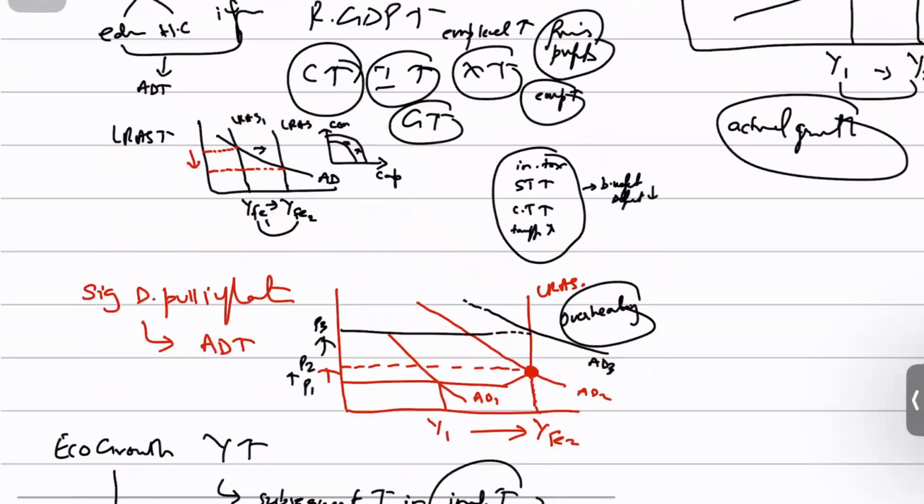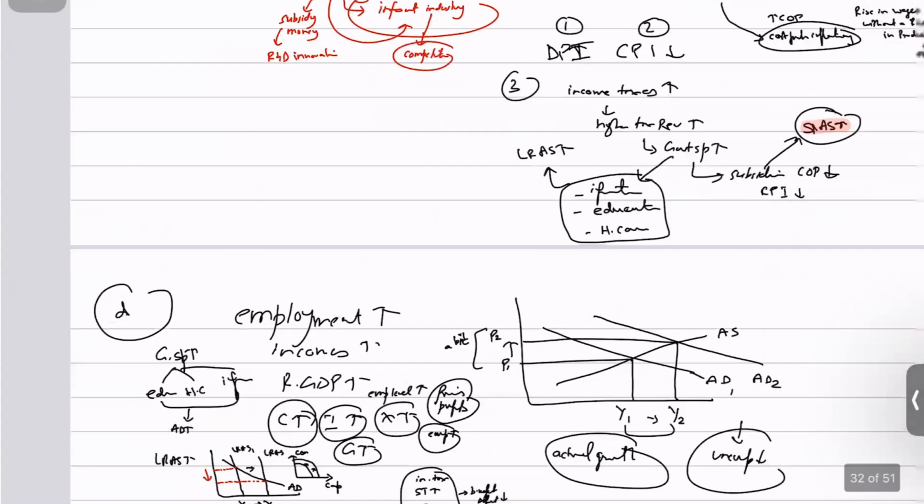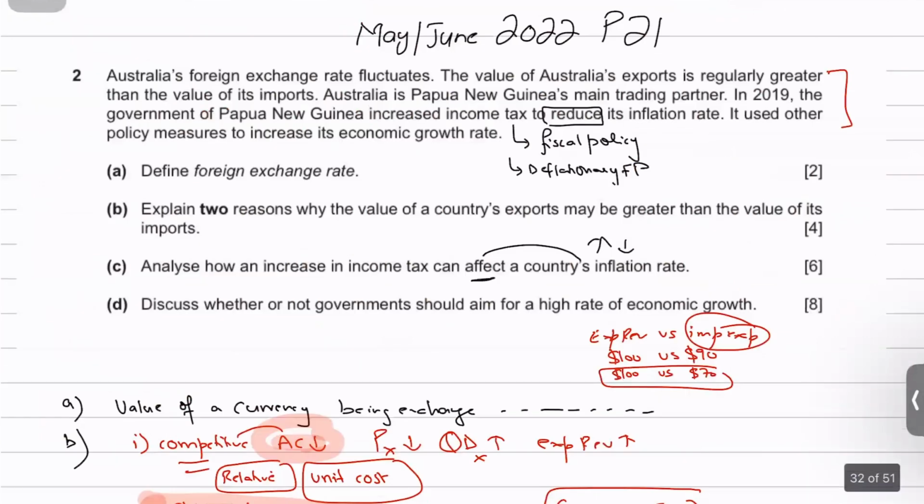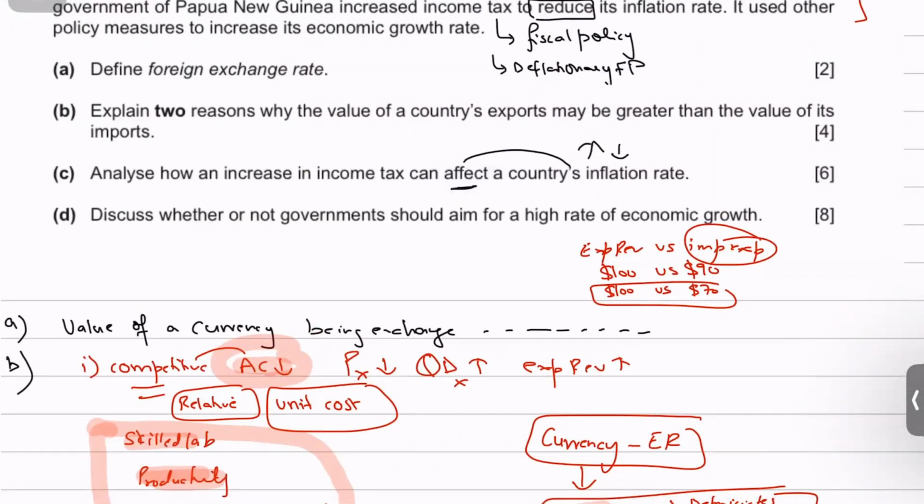However, yes, economic growth has advantages, it does have disadvantages, but that doesn't mean that the government should not aim for high economic growth. So in conclusion, what you will say is that governments should aim for high economic growth. Definitely they should, because economic growth is an important macroeconomic indicator. However, they should aim for sustainable and sustained economic growth. That's the conclusion.